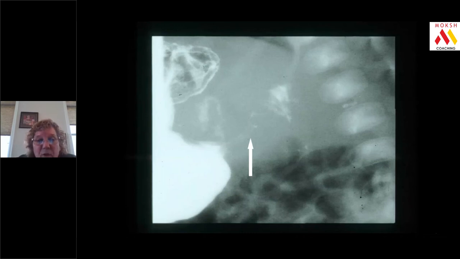This is an old one that shows how old I am. We used to do upper GIs before we had ultrasound so reliable. And what you can see is how big the stomach is and then how narrow the pylorus is. That's what the arrow is pointing to.